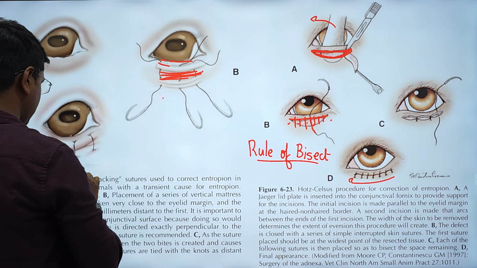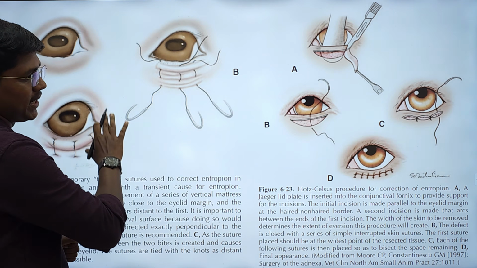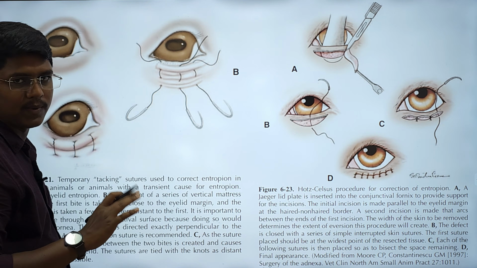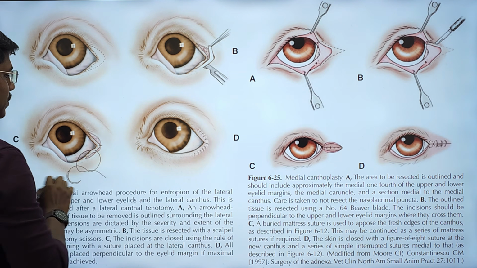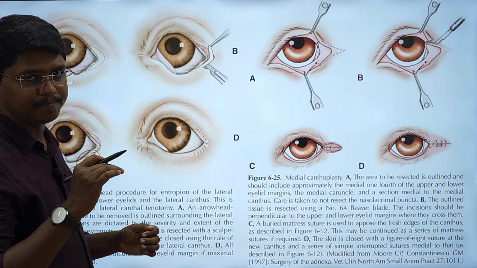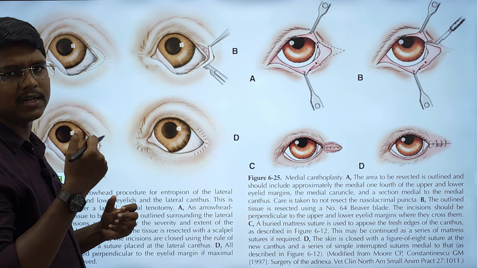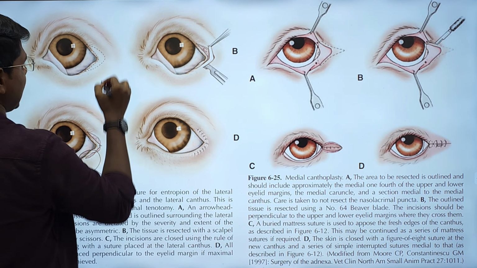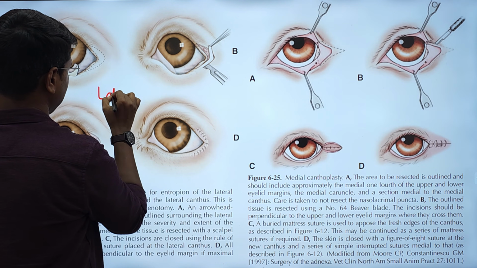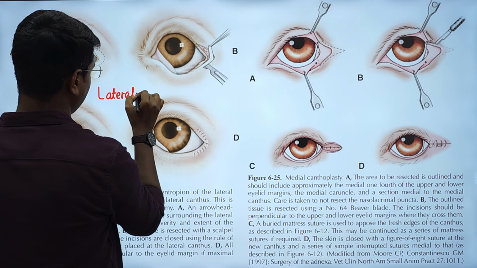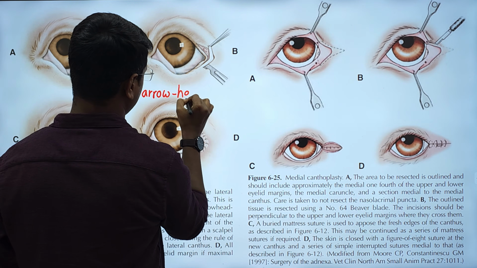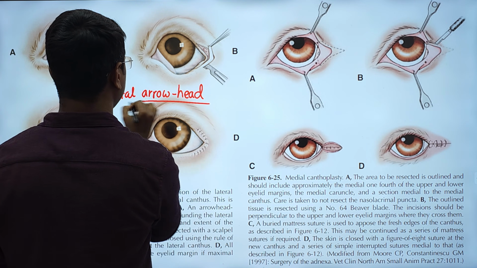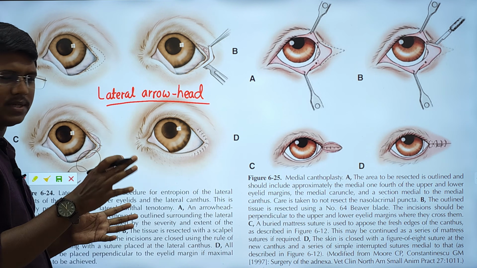This is the Hotz-Celsus procedure. That is the tacking procedure. This is temporary one, this is the more radical one. There is another procedure. I told you about the lower eyelid. Now suppose there is a lateral canthus entropion, then the procedure is known as the lateral arrowhead procedure. What happens here? Simply just like that one.